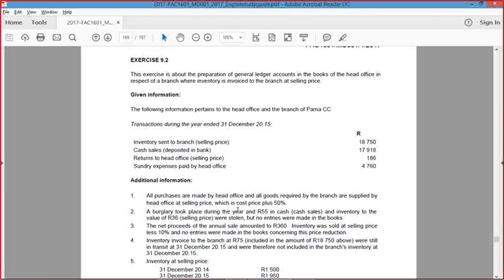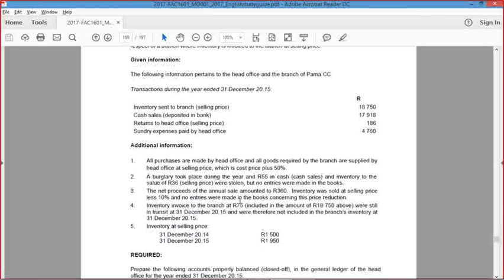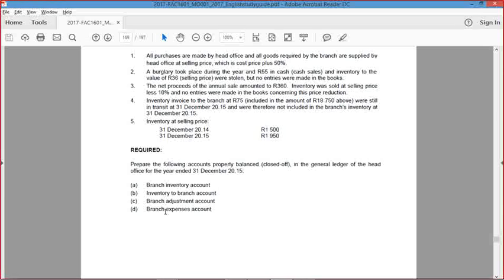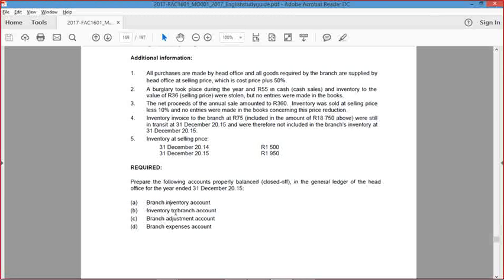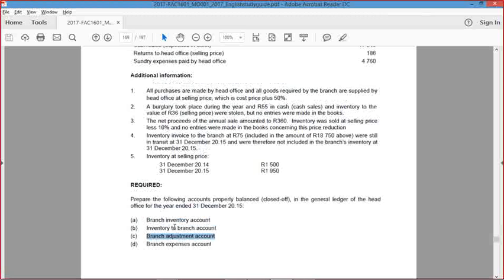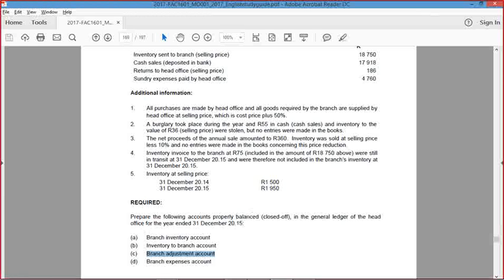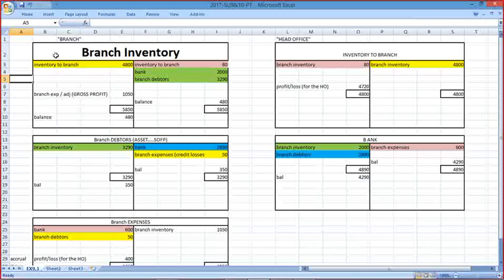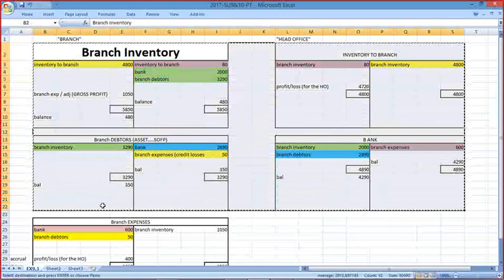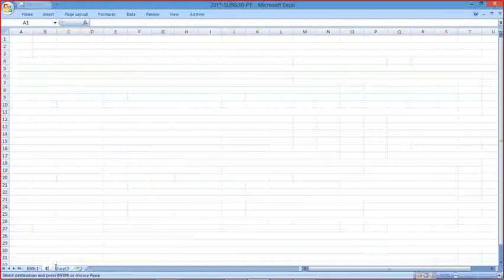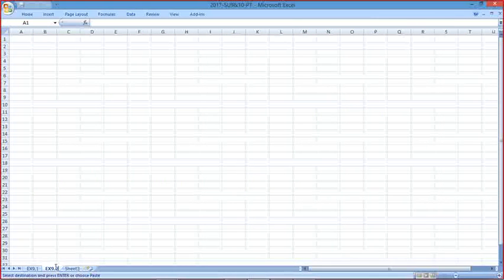So in exercise 9.2, again, we need to look at the required. The required wants four accounts here. They want branch inventory, inventory to branch, branch expenses, and then this new account, branch adjustment. We'll discuss why we have an adjustment account just now. Let's first draw up those four T accounts. I'm going to put them on a separate sheet. Exercise 9.2.